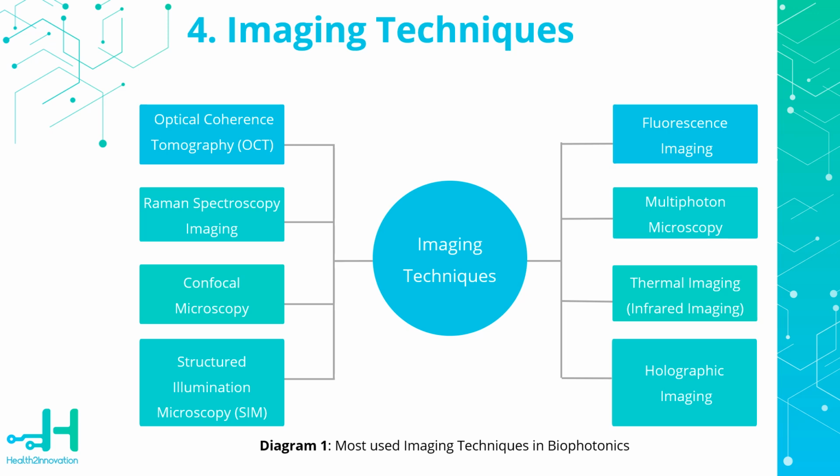On the right, fluorescence imaging stands out as a versatile technique for visualizing specific molecules within cells or tissues, while multiphoton microscopy facilitates deep tissue imaging with minimal photo damage. Thermal imaging, or infrared imaging, is widely applied in detecting temperature variations for medical diagnostics, such as inflammation identification. Lastly, holographic imaging captures 3D information about a sample, offering innovative approaches to both diagnostics and visualization. Together, these diverse techniques, complemented by advancements in AI and computational tools, are revolutionizing how we capture and interpret biological data, paving the way for precision medicine.